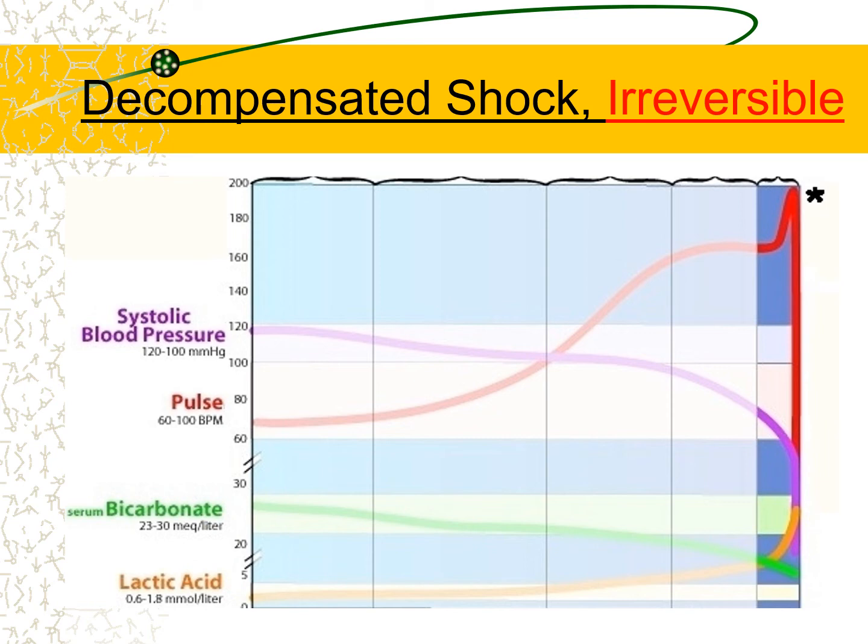It's also worthy of note that the lactic acid level during the decompensated shock takes a spike upward. Okay, that is a true indication of the lack of perfusion. There's no oxygen. Cellular respiration is anaerobic, producing greatly increased lactic acid levels.